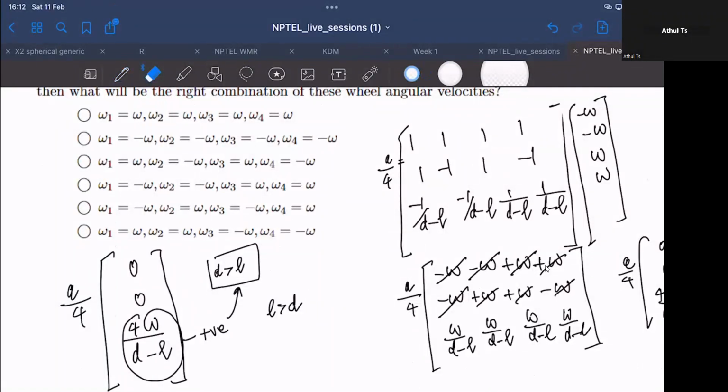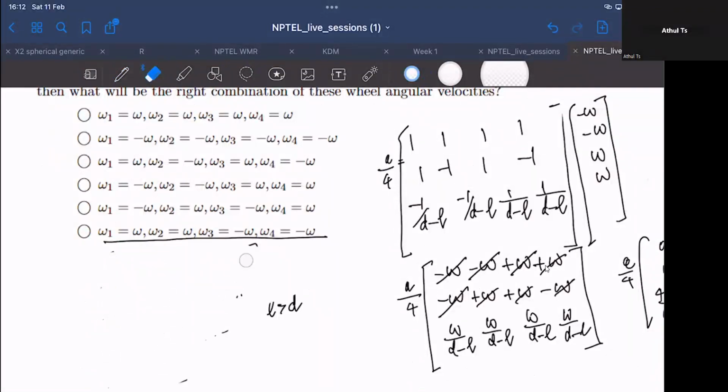It's not minus omega, plus omega, plus omega. We should reverse the sign. It should be omega, omega, minus omega, minus omega. It should be the sixth option as per the solution key. I'll solve this just to prove this fact.